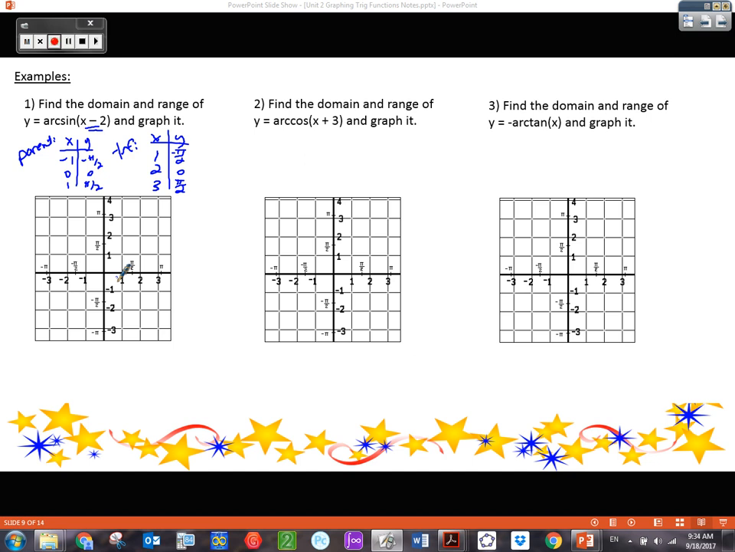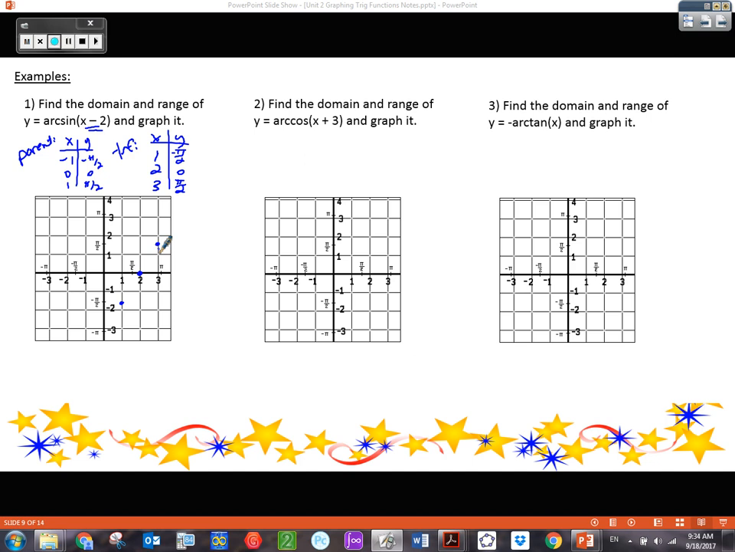So let's graph. So we need to go to 1. When x is 1, y is negative pi over 2, about right there. When x is 2, y is 0. And when x is 3, y is pi over 2. Okay, so we have our 3 points. And we're thinking, okay, now how am I supposed to connect those?